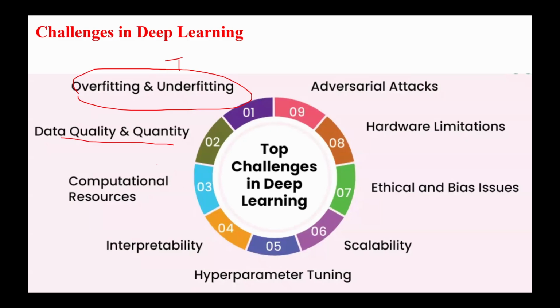Computational resources are also needed. You must have a GPU. Not everybody has a GPU because a GPU is high cost, so it is very difficult to get one for everyone. Interpretability is also a problem. Hyperparameter tuning means deciding which parameters you are tuning more, and that is also important. So these are the different challenges in the deep learning concept.